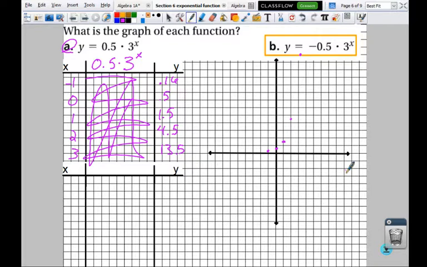Okay, and then I got one last thing. I have to connect my dots. Alright, next dots. I can't do it. Yeah, good enough.